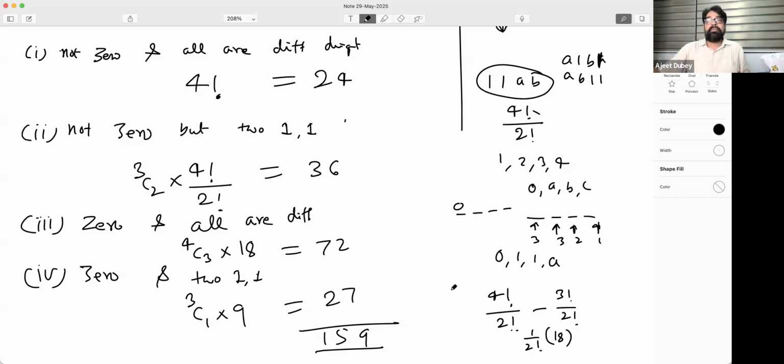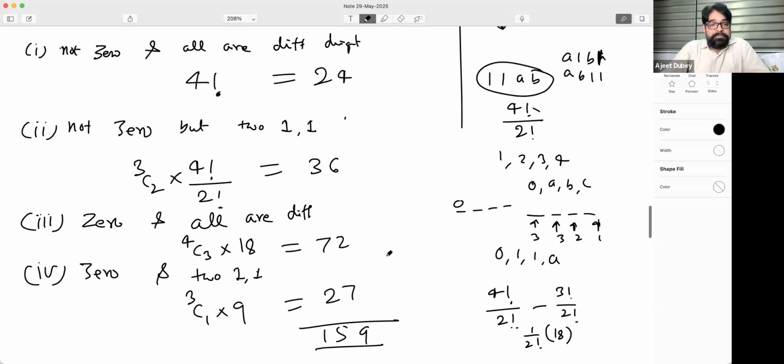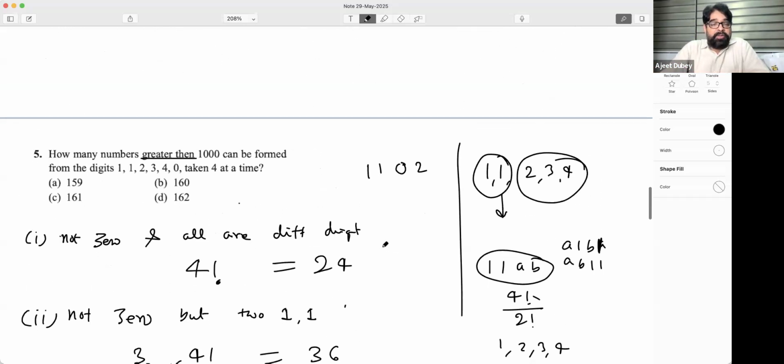Did everybody understand? Yes, one of the students is saying they did it directly. Who's that? Can you speak out on this again? Agrima, is it? Yes. How are you trying to do it? How many numbers greater than 1000 can be formed, 4 taken 4 at a time? Yes, so tell me. I think you are muted.